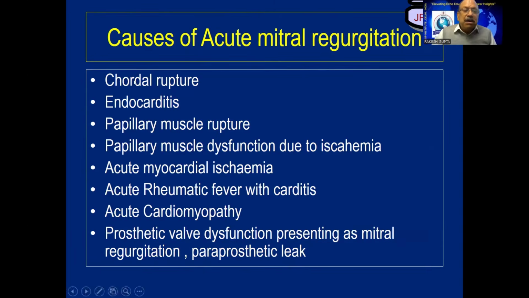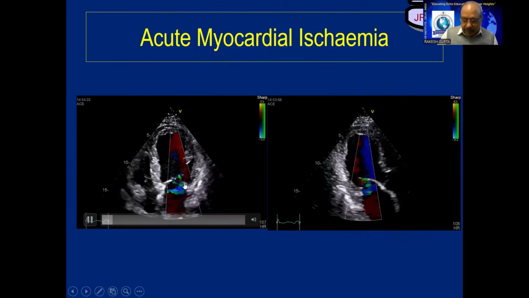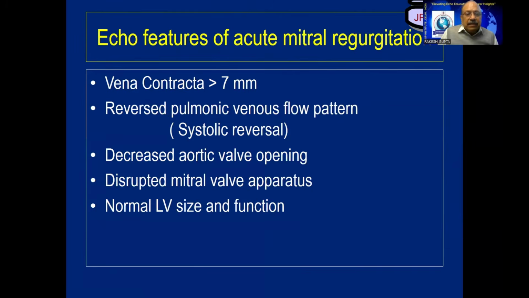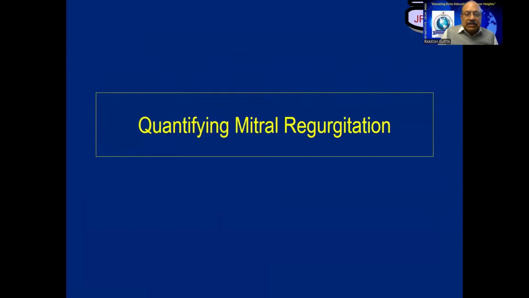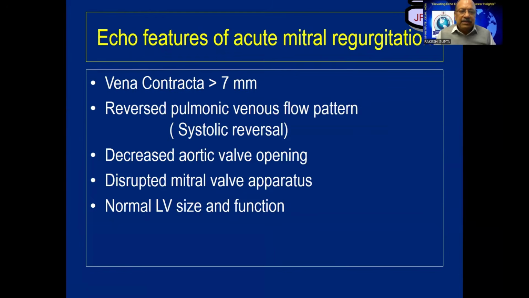Acute versus chronic, multiple reasons are there and they're pretty common in day-to-day practice. Let me show you a couple of examples. Ischemic, I showed you a few minutes back. Then myxomatous, I showed you already. And why we need all these things, I said a few minutes back. If it's myxomatous, medical management versus MitraClip; degenerative, surgical repair versus replacement; and others, like a dilated annulus with the MitraClip or ruptured chordae.